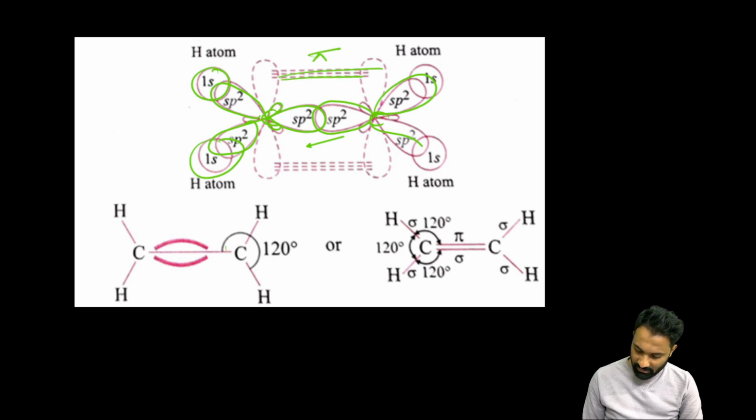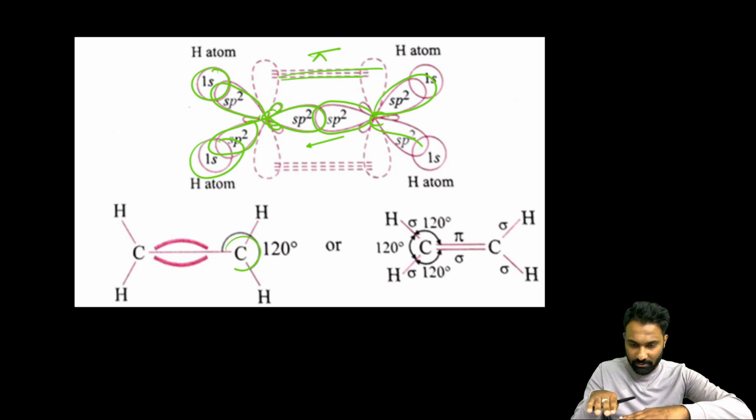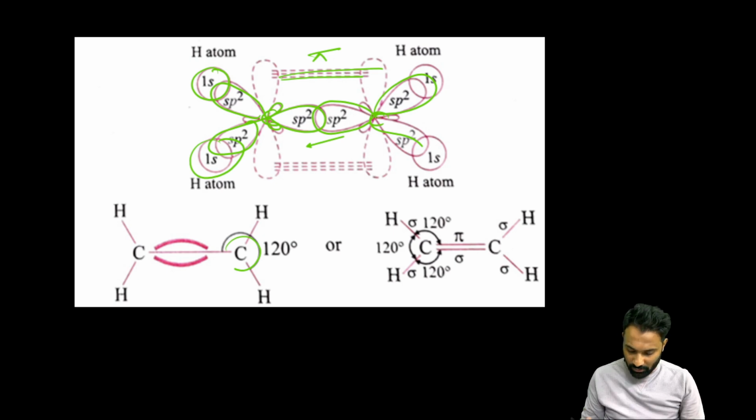Then you can see here the bond angle will be 120 degrees. Now this pi bond is perpendicular to the hybridized orbitals. In this manner it will be there. Now this is about ethene. Next we are going to talk about sp.